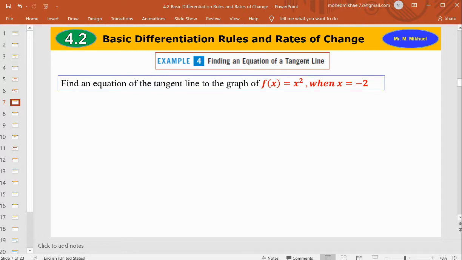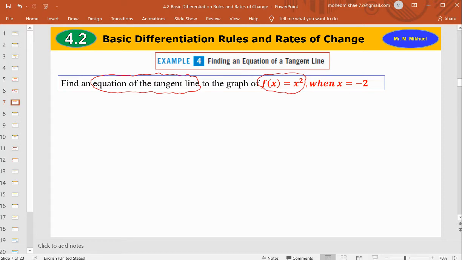The example says, find an equation of the tangent. Guys, determine your target from the beginning. Your target is to write an equation of a tangent line of the graph f of x equals x squared when x equals -2. First of all, guys, we can evaluate the original function at x equals -2 in order to get the point. Remember, finally, we are going to use what?